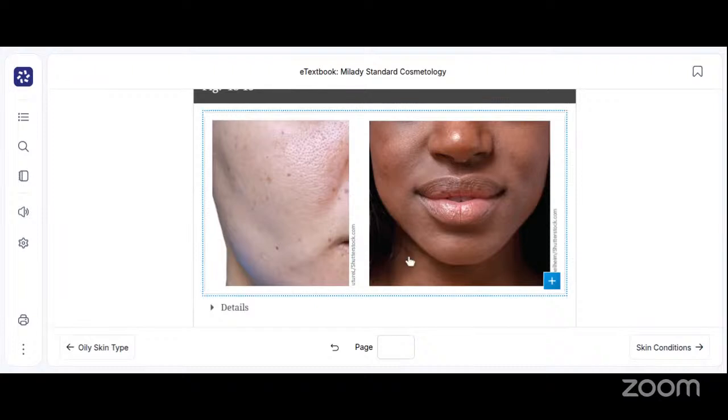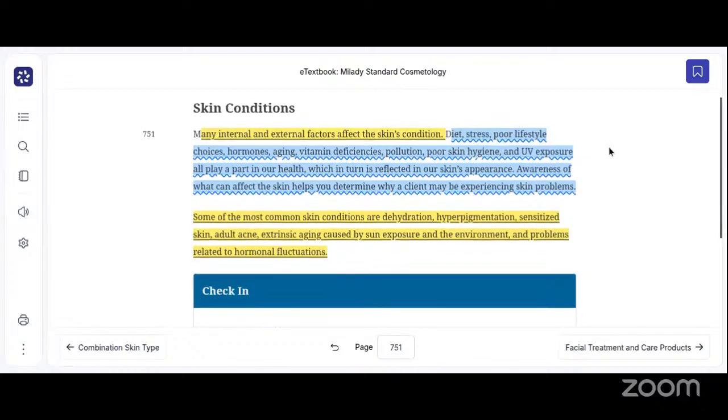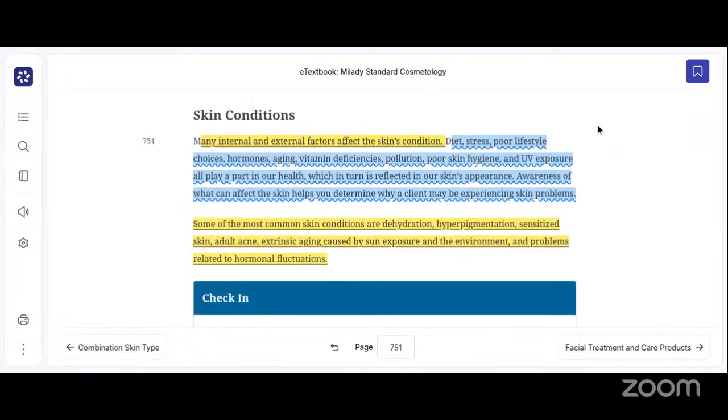As you come in with continuing skin conditions, let's look at skin conditions too. As I stated before, skin conditions, one of them would be sensitive skin. They're highlighted many times here. I have it highlighted in yellow and in blue.